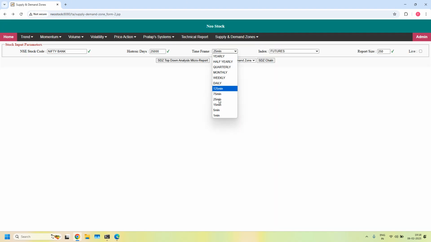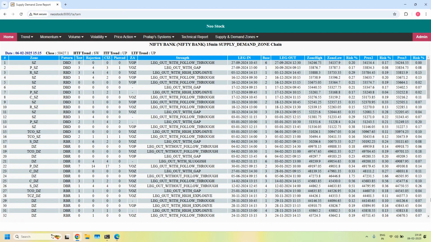Next, 15 minutes supply demand zone chain for Bank Nifty. Seventeenth is the nearest demand zone. It is in the center.